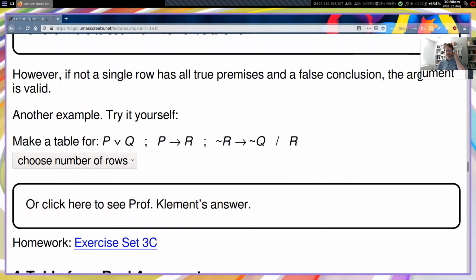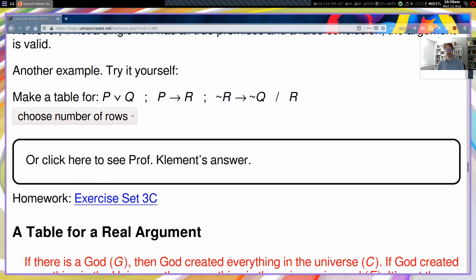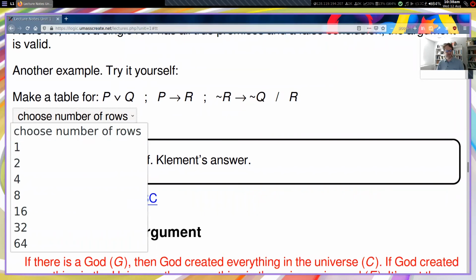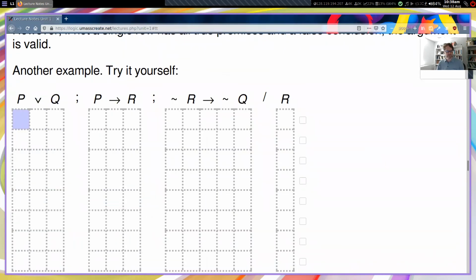This one has 3 premises. P or Q, if P then R, if not R then not Q, therefore R. So we're going to have 3 different letters, P, Q, and R, so we need 8 rows. The first letter will make the first half true and the second half false. If P occurs somewhere else, we'll make it the same. Now there's a P here.